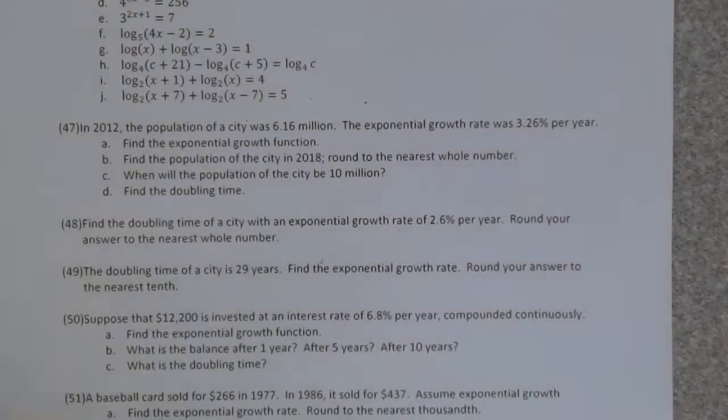All right, number 47. It says in 2012, the population of a city is 6.16 million. The exponential growth rate was 3.26% per year. Find the exponential growth function.